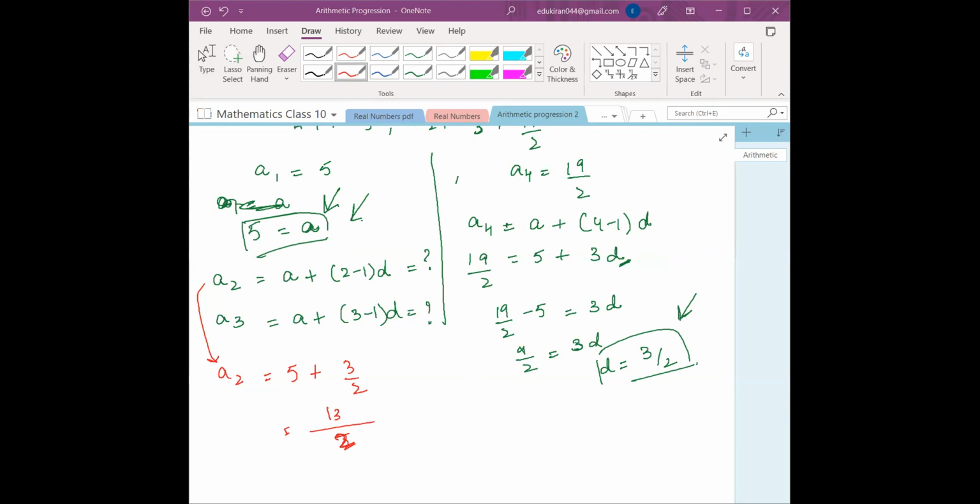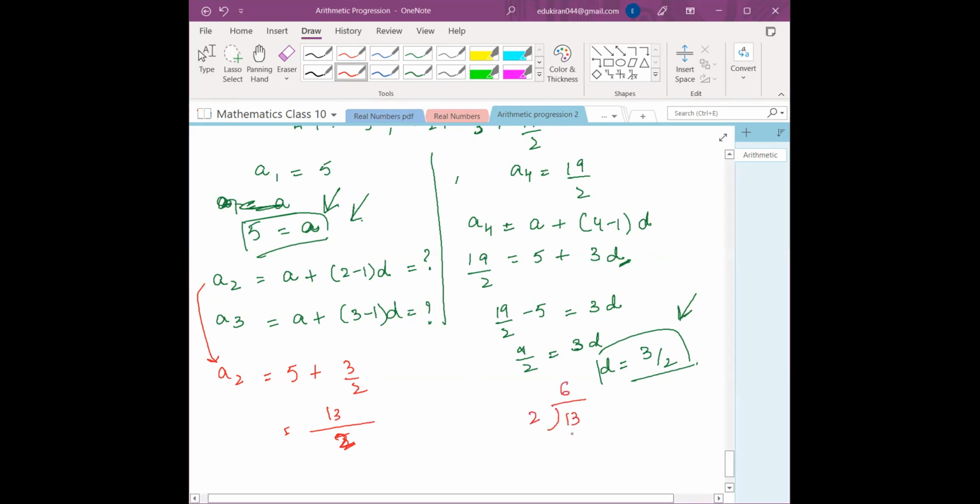What was the question? Which part? Third part, ma'am. Third question, third part. 6, 1 by 2. Oh, so it is given in mixed fraction. This is the same thing, right? You divide 13 by 2.